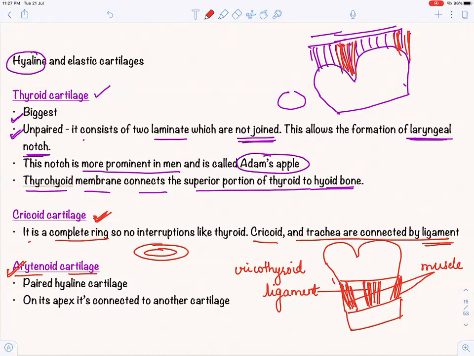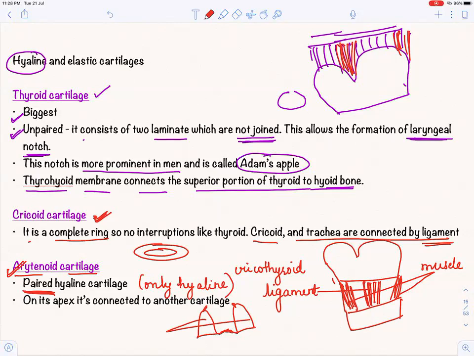These are the only hyaline cartilages that are paired. Many times this question has come: which is the only hyaline cartilage that is paired? That is the arytenoid cartilage. It is placed on the cricoid, pyramidal in shape. These are the vocal ligaments and this is the arytenoid, placed on cricoid.